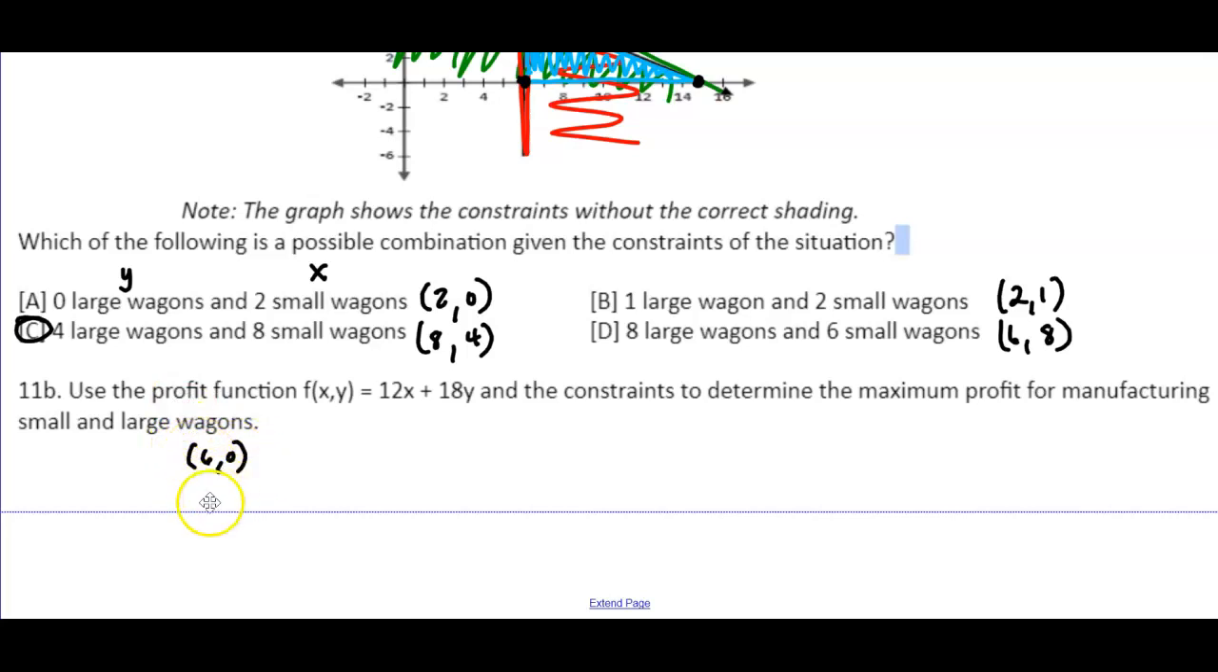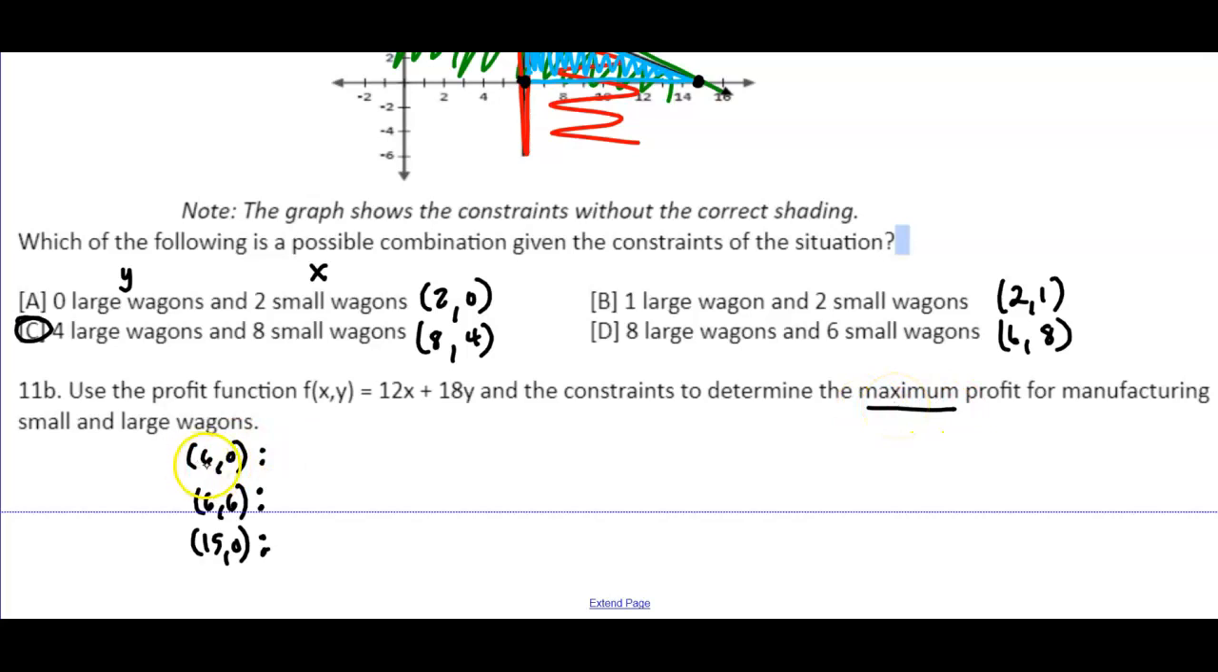What else did I say? 6, 6, and 15, 0. Now, if we want to maximize profit, and the profit equation is given to us, which is right here, that the profit for the number of small and large wagons is given by 12x plus 18y. We want to plug in each of these coordinates, each of these values for x and y into our profit function to see which one is the highest, because we're looking for maximum profit.